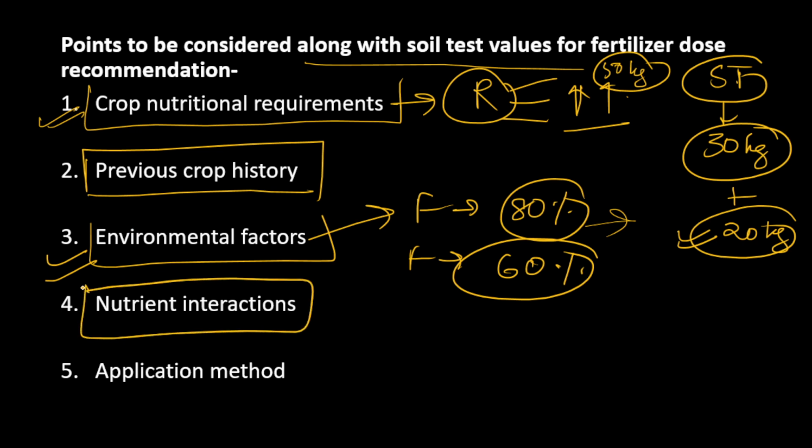Nutrient interactions. Many times various nutrients interact with each other and give various results. So we have to keep in mind how the nutrients are interacting while dosing the fertilizers and applying different nutrients.